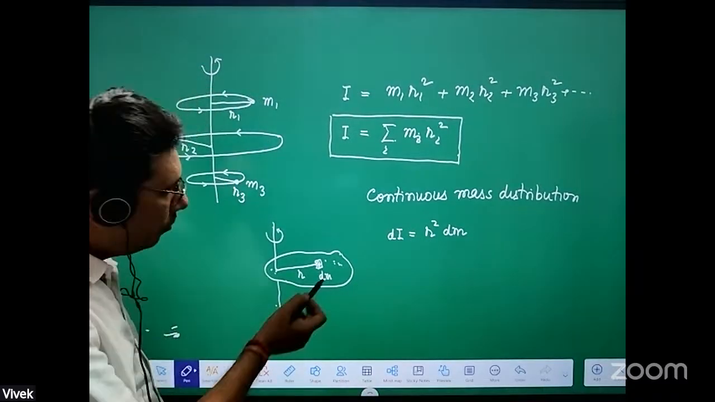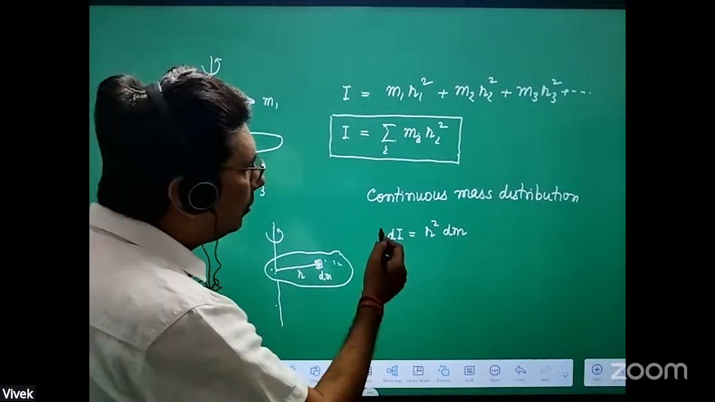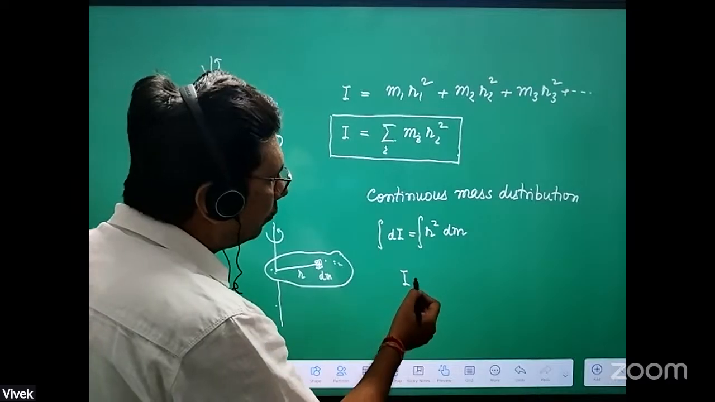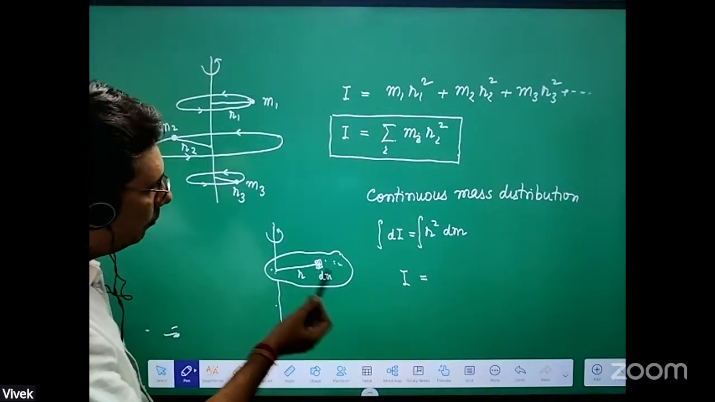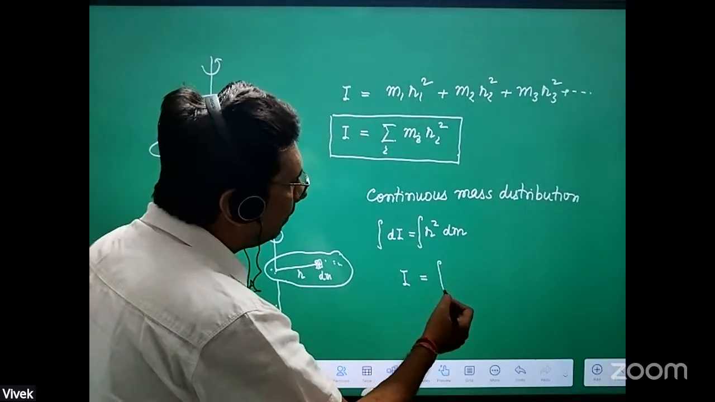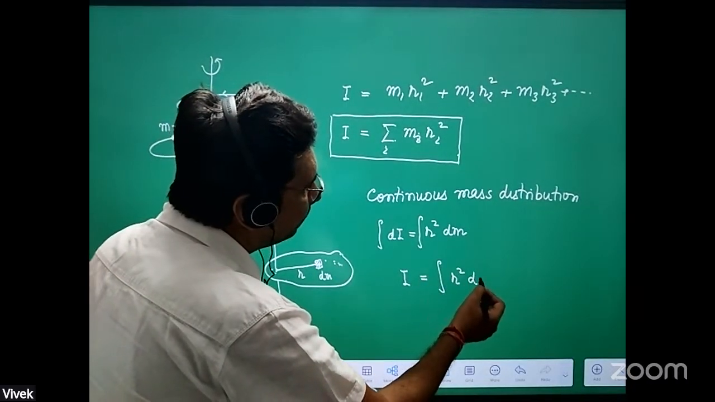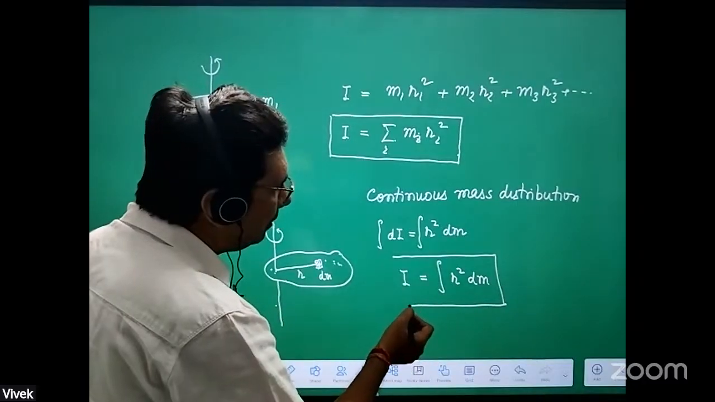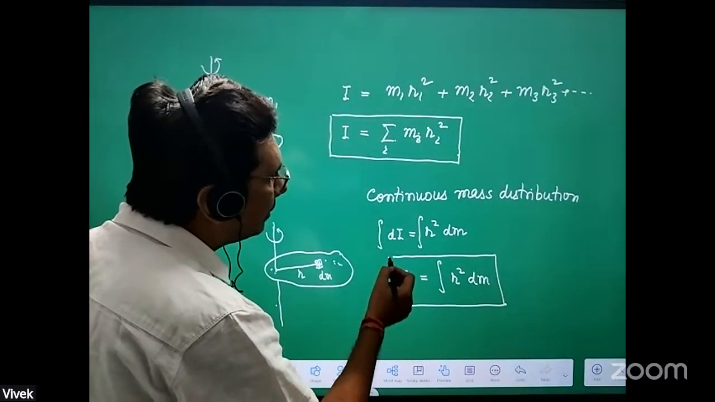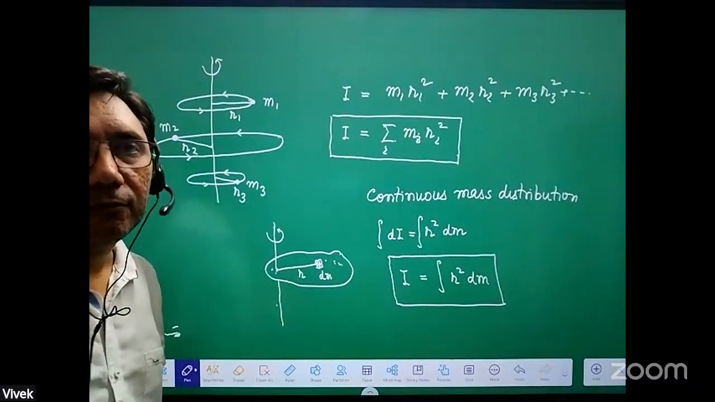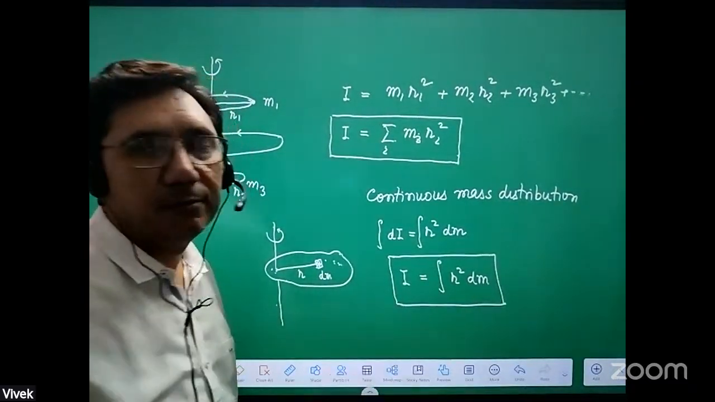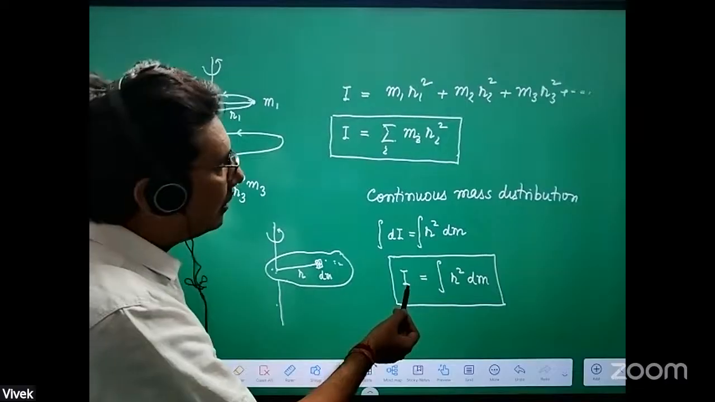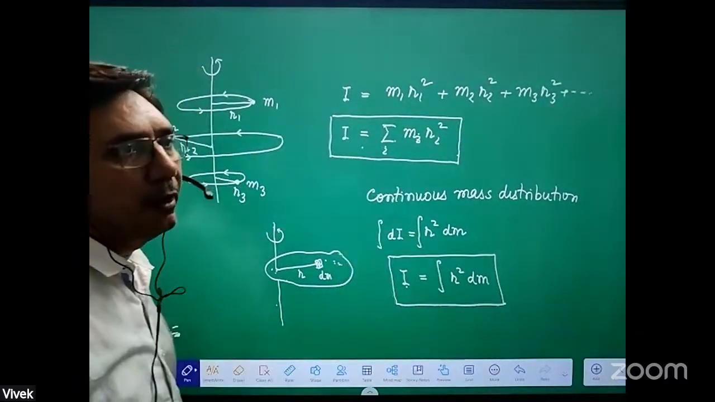What will be the moment of inertia of this complete rigid body? You are going to integrate it over the rigid body. So this will be I. So moment of inertia of this rigid body about this axis will be given by the integral of r square dm. So for a continuous mass distribution, if you want to find out the moment of inertia, like for a disk, for a cylinder, for a sphere, then you are going to use this formula. For moment of inertia calculation, I'm going to use this I formula, or simple mr square.